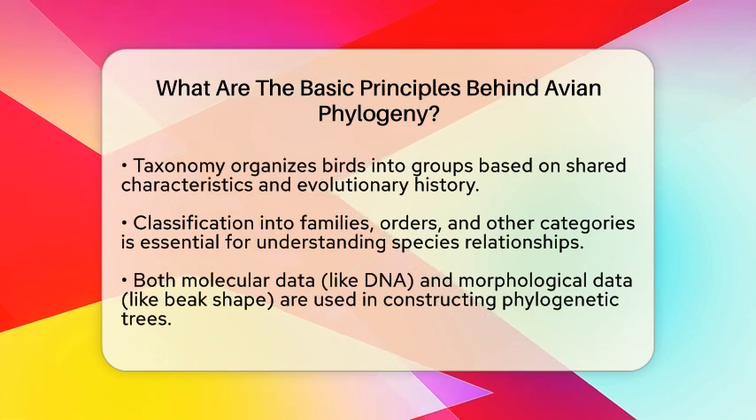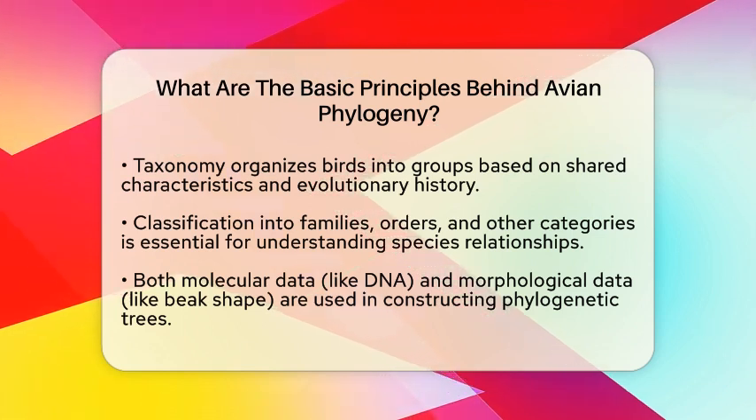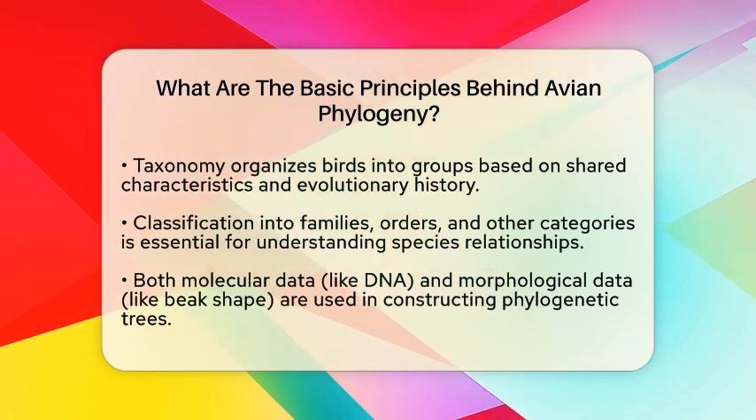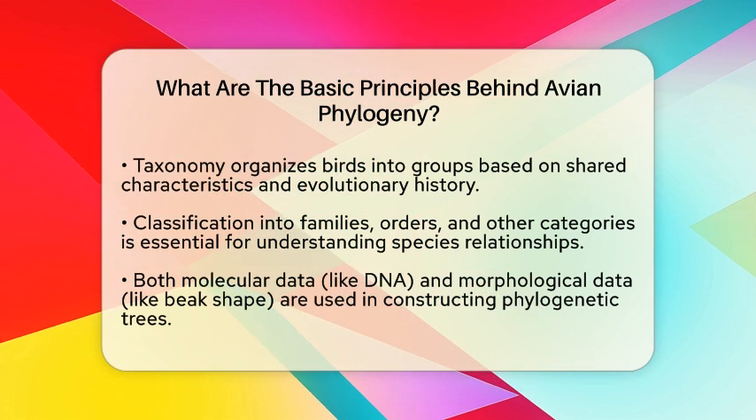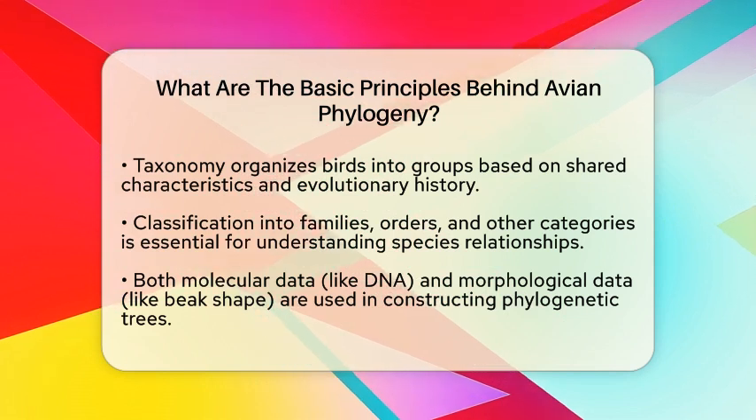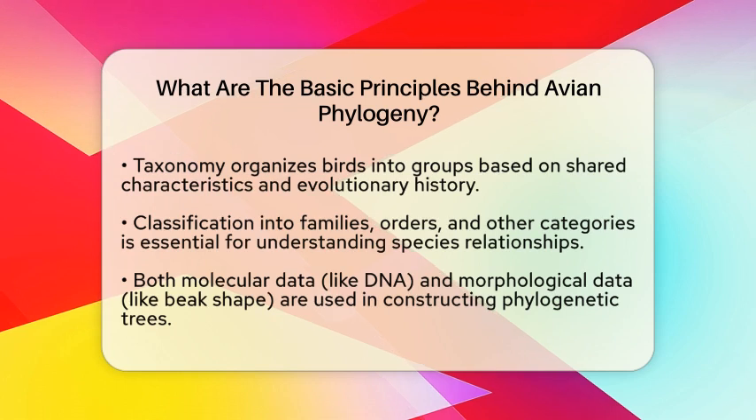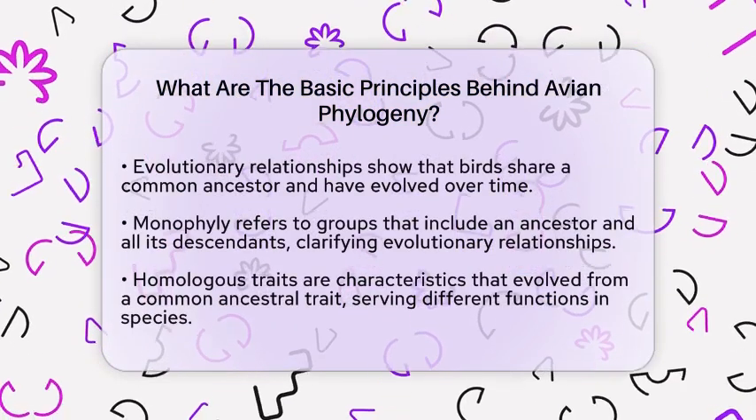One of the main principles of avian phylogeny is the idea of evolutionary relationships. Birds share a common ancestor and have evolved over time through processes like mutation and natural selection. This principle helps researchers trace the lineage of different bird species.